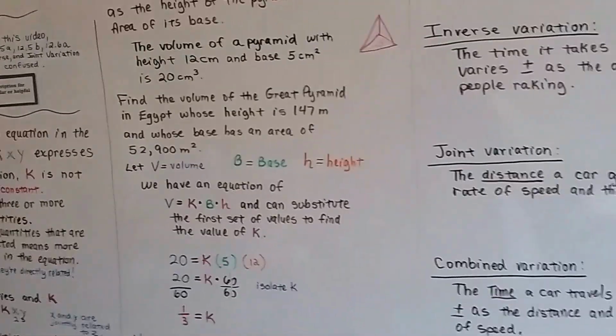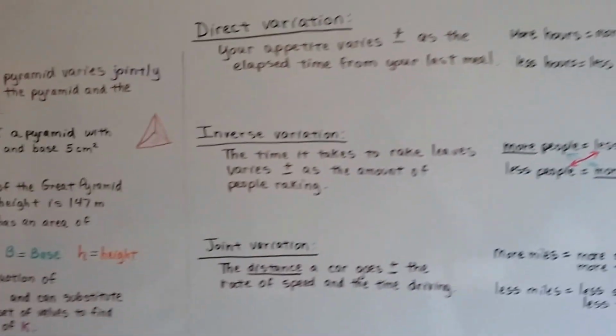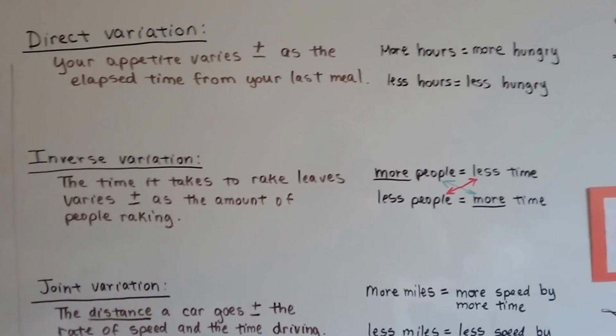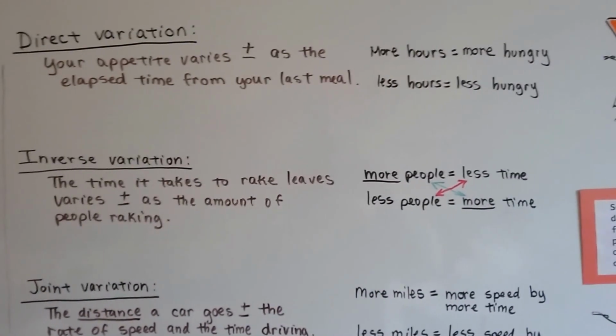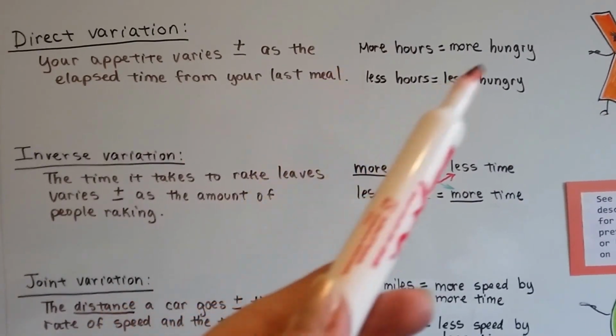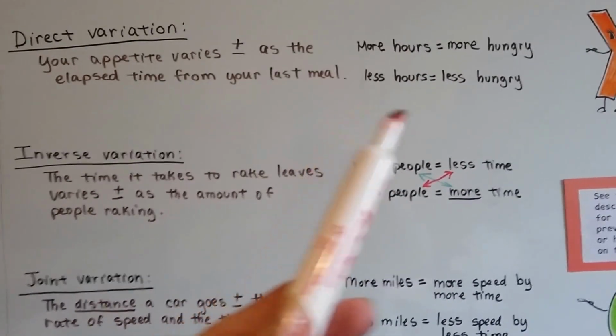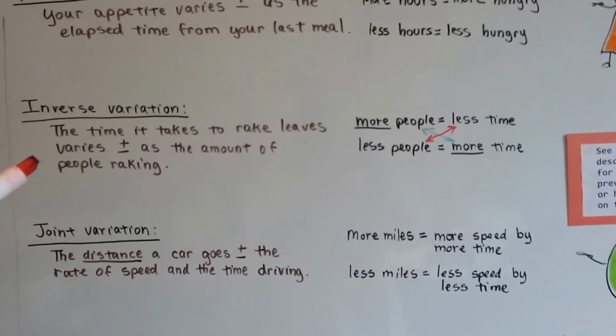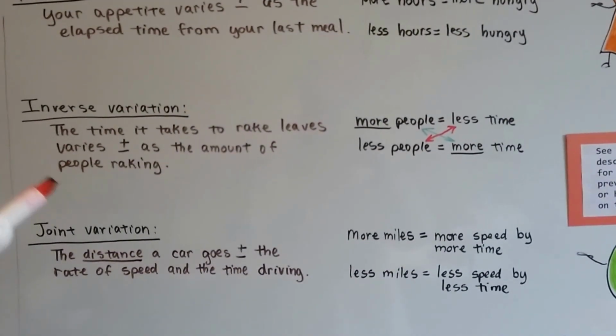So here's a real quick synopsis and review for a direct variation. Your appetite is going to vary up or down, plus or minus, as the elapsed time from your last meal. So the more hours from your last meal, the more hungry you're going to be. The fewer hours, the less hungry. That's direct variation. Inverse variation is when it flips opposite.